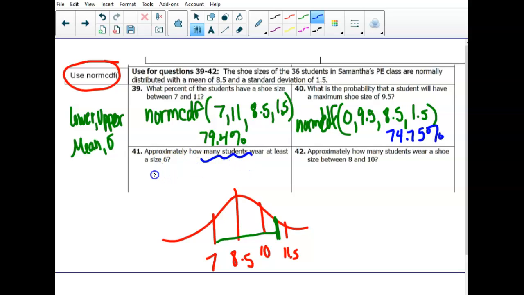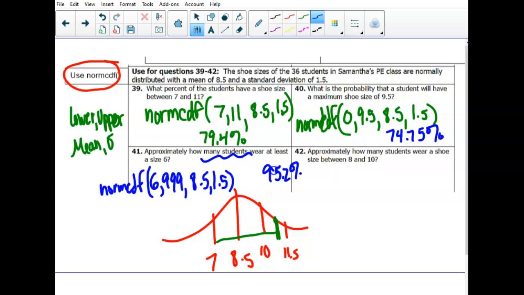Okay. Approximately how many students, so this time they're asking us to multiply, were at least a size 6. So 6 and up. What do you want to call the maximum, guys? 999. 8.5 and 1.5. What is it? 95.2%. But then it was of 36 students. Did someone else get that? I have stuff on my calculator, so when I go to do it, I get a mess. About 34 students. Anybody get that?